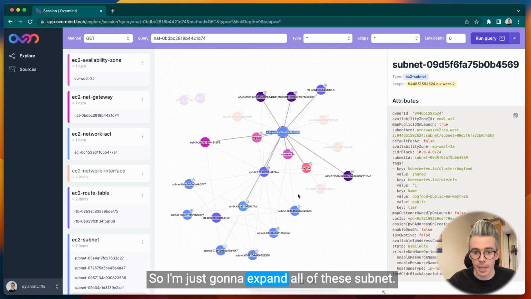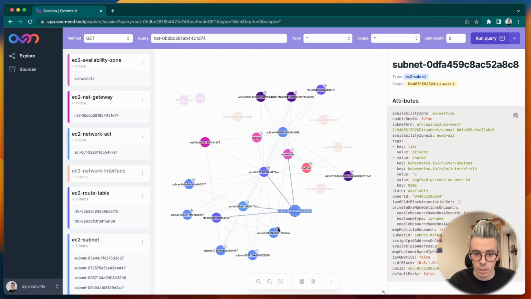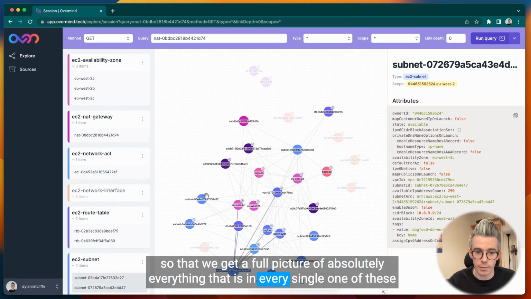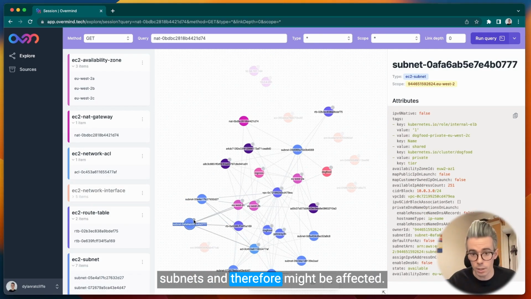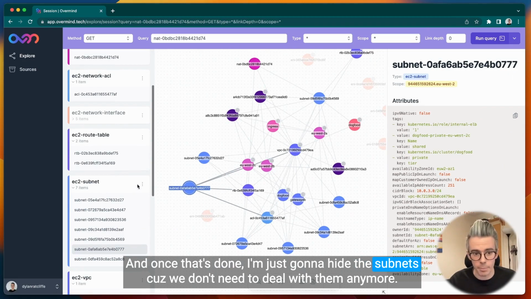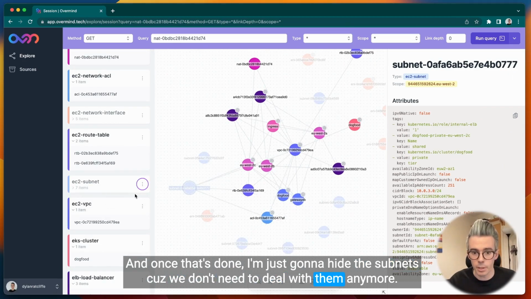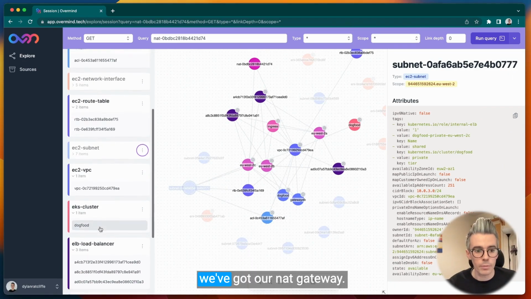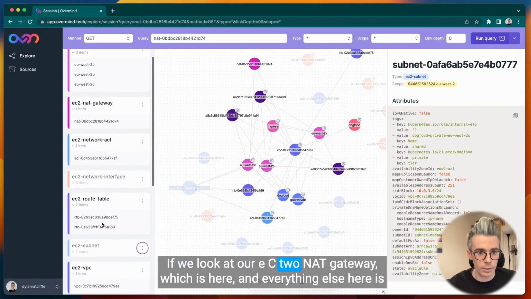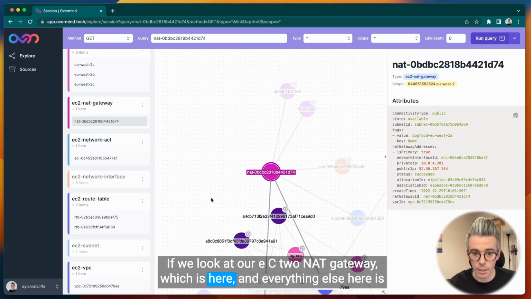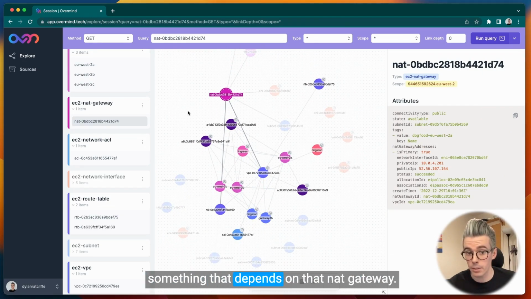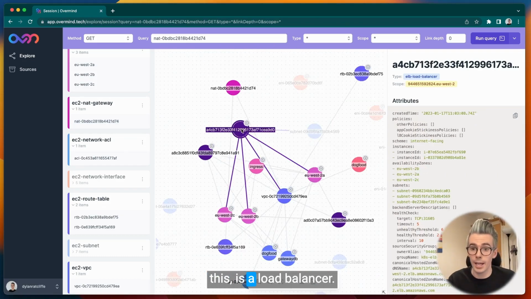So I'm just going to expand all of these subnets so that we get a full picture of absolutely everything that is in every single one of these subnets, and therefore might be affected. Once that's done, I'm going to hide the subnets because we don't need to deal with them anymore. We've got our NAT gateway. If we look at our EC2 NAT gateway, which is here, everything else here is something that depends on that NAT gateway.